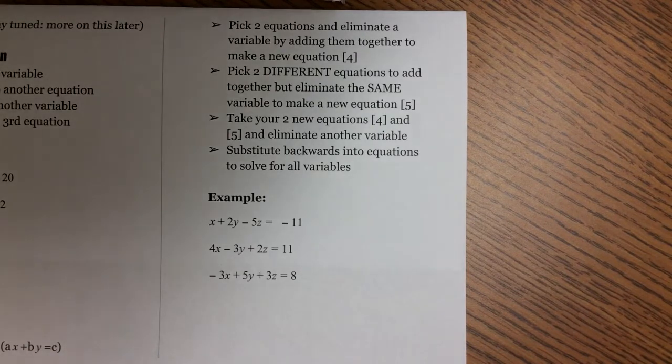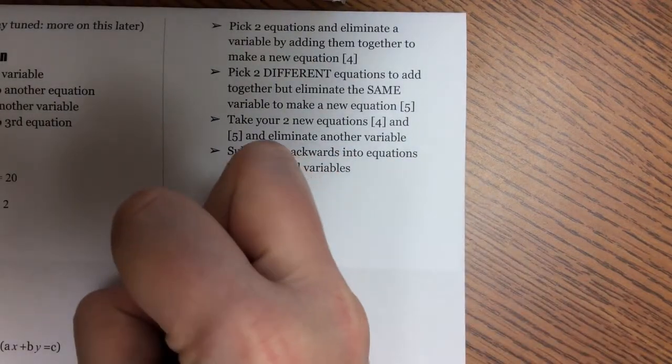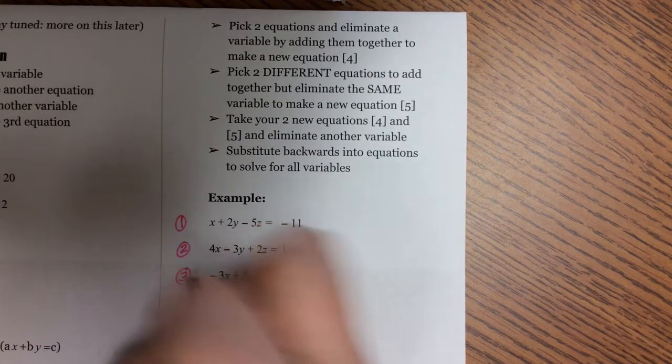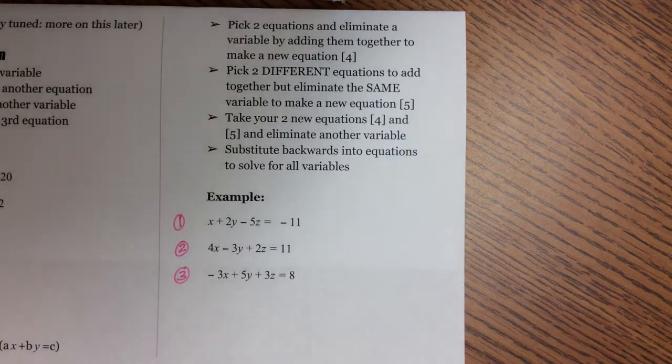Step number one for elimination says that we're going to pick two equations and eliminate a variable by adding them together to make a new equation. I'm going to go ahead and label these equation 1, 2, and 3, just so as we talk through them, you know which equation I'm referring to. It doesn't matter which two equations we start with. We're going to eventually use all of them.